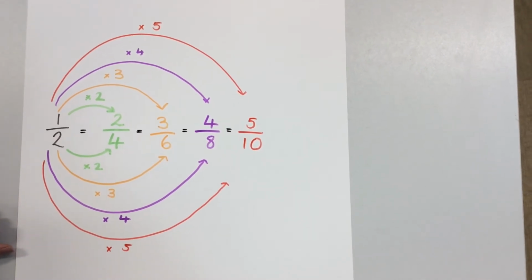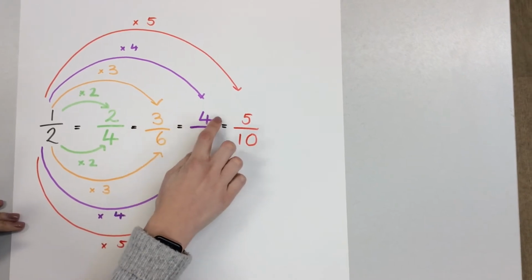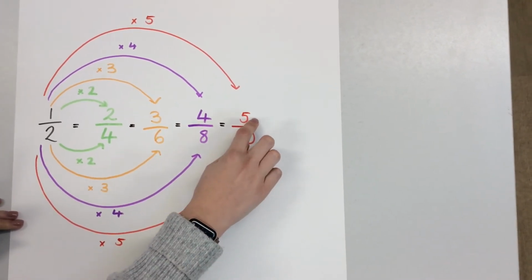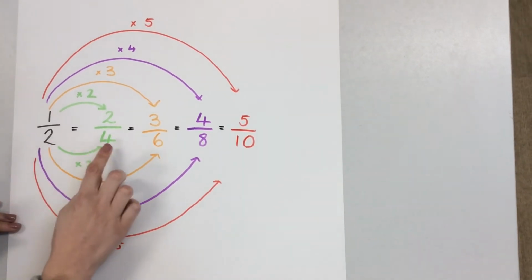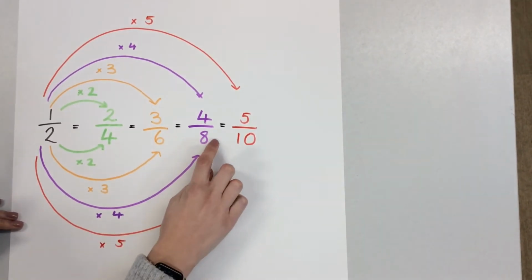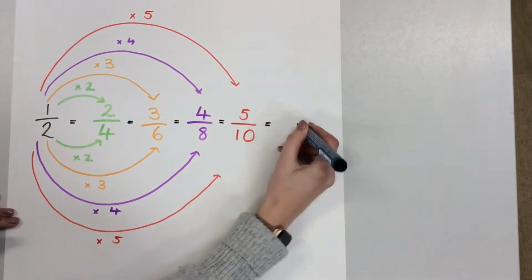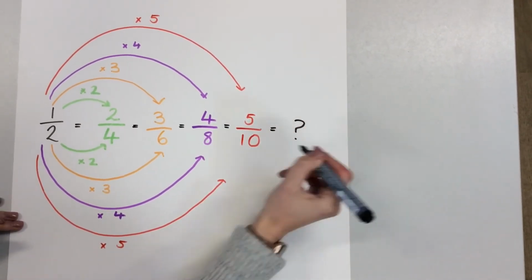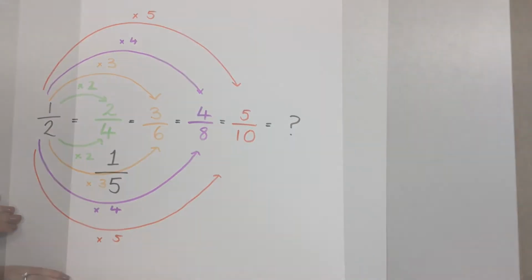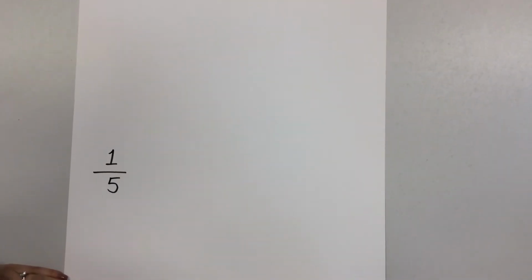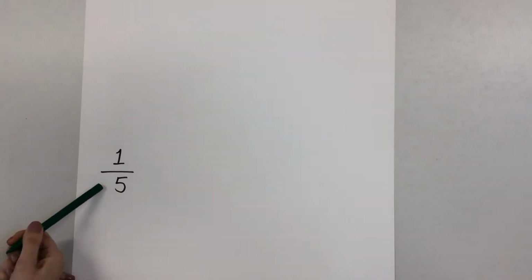I wonder whether you can spot a pattern. We've got 1, 2, 3, 4, 5 as the numerator, and as the denominator it goes 2, 4, 6, 8, 10. I wonder whether at home you can think of the next fraction. What will come next? Okay, the next example I'm going to show you today is the equivalent fractions for 1/5.